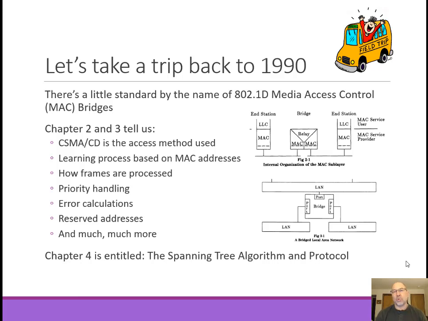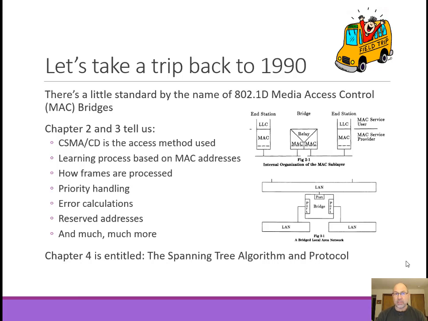Back then, the world was operating on a standard called IEEE 802.1d. So 802.1d is where we get all of our stuff about media access control bridges. It's where we get our ideas for how they operate, the access method that they're going to use, carrier sense multiple access with collision detection, how they do their learning, pick up the MAC addresses to put in the source address table, how the frames are processed, priority handling, the error calculations. That's not only the frame check sequence, but whether or not a frame is going to be dropped.